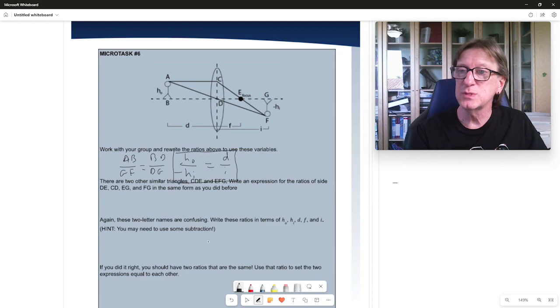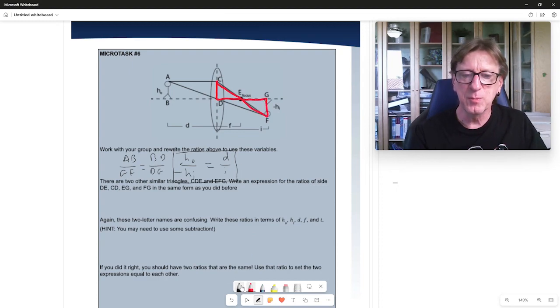Now what we're going to do is use two other triangles, and we're going to get this same ratio, this D over I. And we're going to use that to get our final result. So the other similar triangle that we have is CDE, so that's this one, and EFG, that's this one.